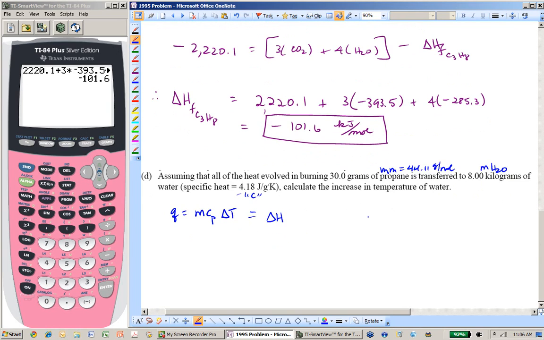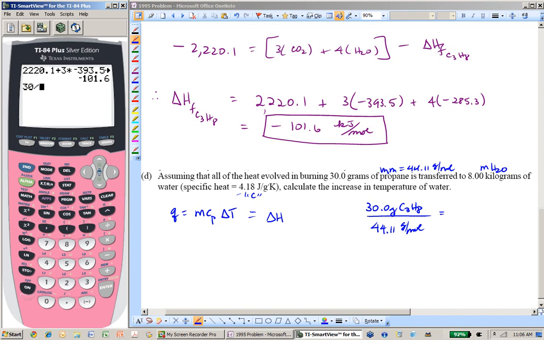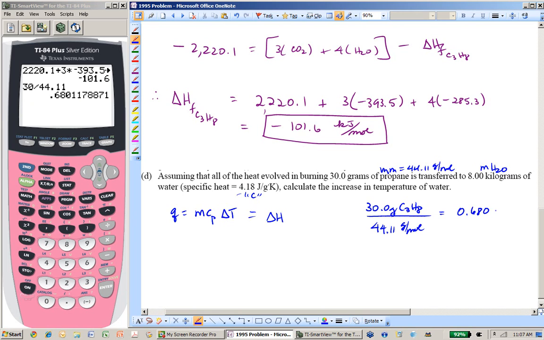So the first thing I want to do is deal with this moles business. 30 grams of C3H8 divided by its molar mass of 44.11 grams per mole will get me moles of C3H8, lovingly called propane. And that is 0.680. That's 0.680 moles of propane, C3H8.